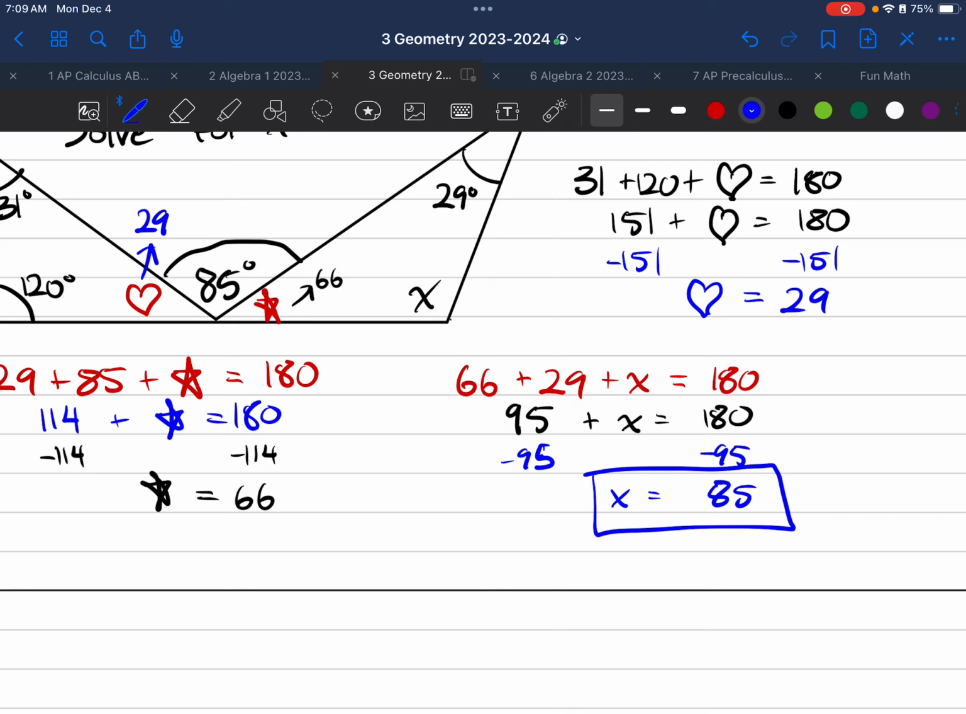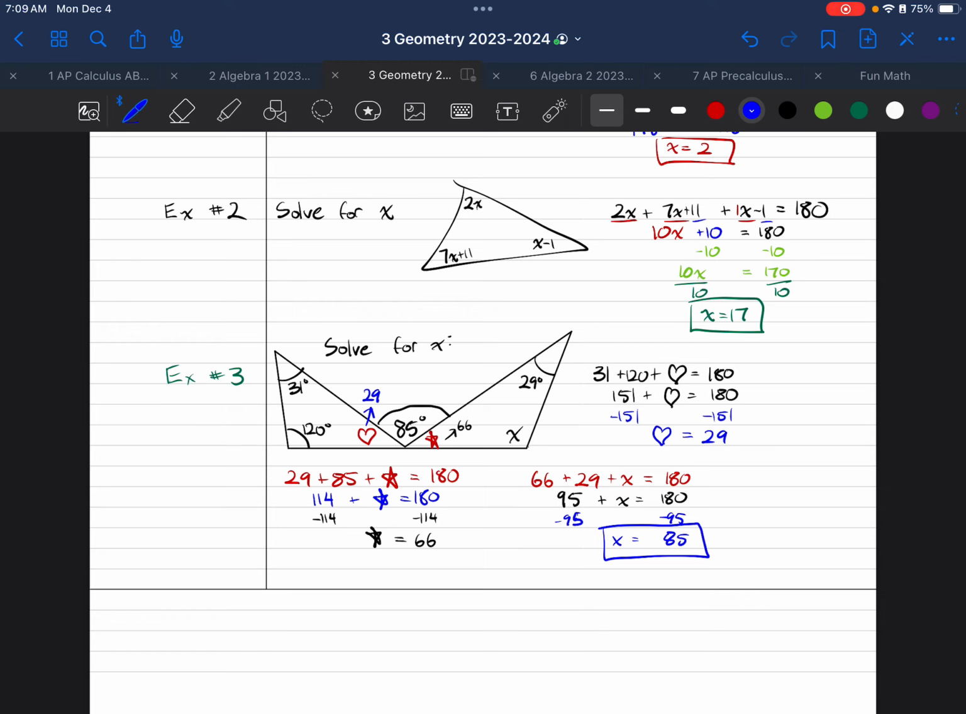Those are the notes for today. And after taking these notes, make sure you are working on the homework. There should be 10 problems for homework 3-2 triangle angle sum.